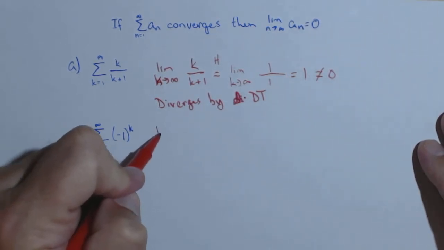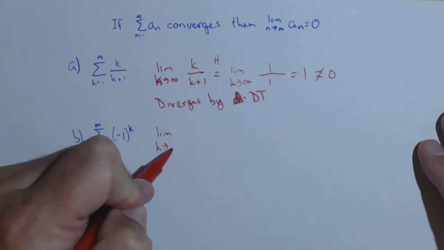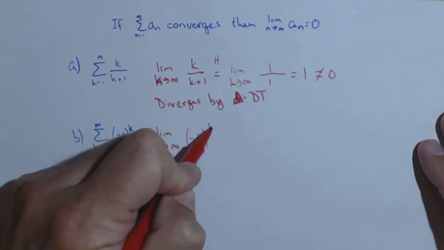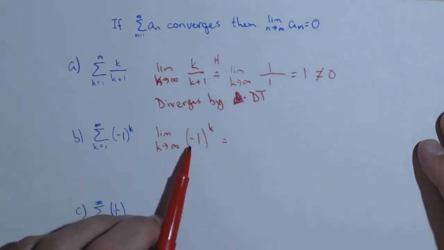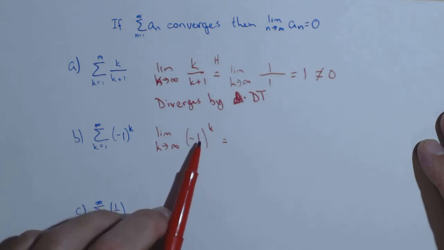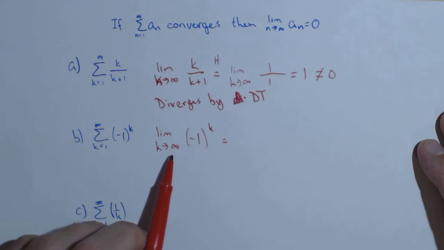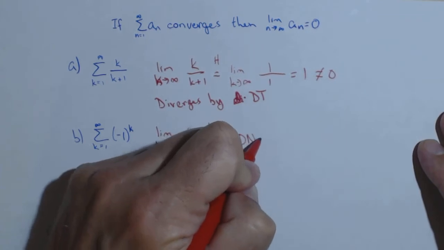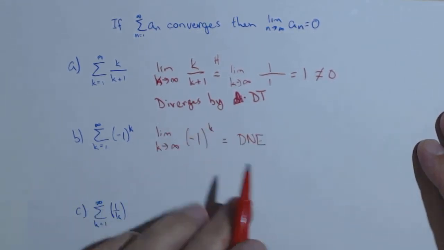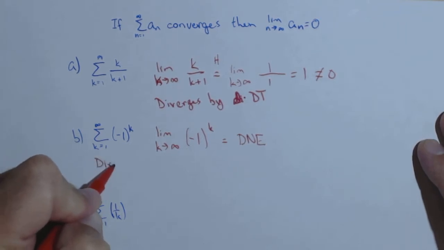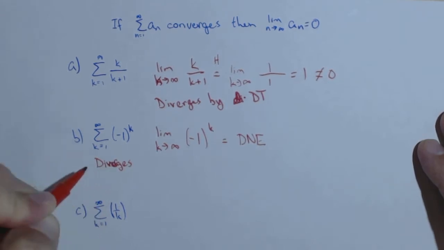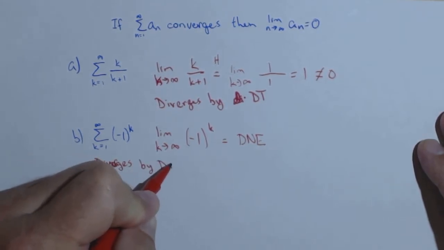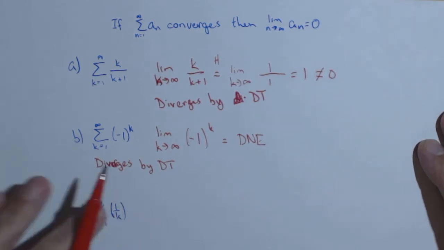Let's go to B. We're going to look at the limit as k goes to infinity of (-1)^k. Well, this is an interesting one, because if k is odd, then it's -1. If k is even, it's 1. Well, if k goes to infinity, we can't say that it's -1 or 1, so this limit does not exist. If it doesn't go to 0, then the series diverges by the divergence test, or divergence theorem, some people call it.